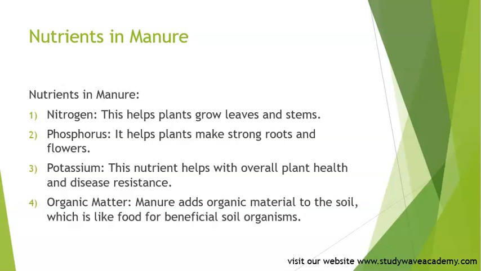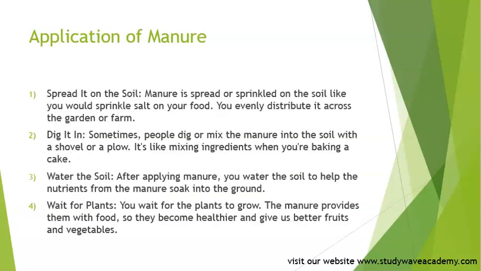We also have the application of manure. How do you apply manure to the soil or to your garden? When you have done making the manure or composting it, you spread it on the soil. Manure is spread or sprinkled on the soil like you would sprinkle salt on your food. You evenly distribute it across the garden or farm.